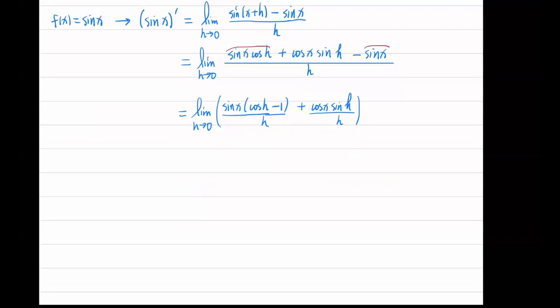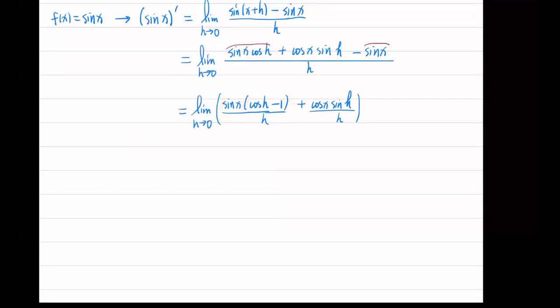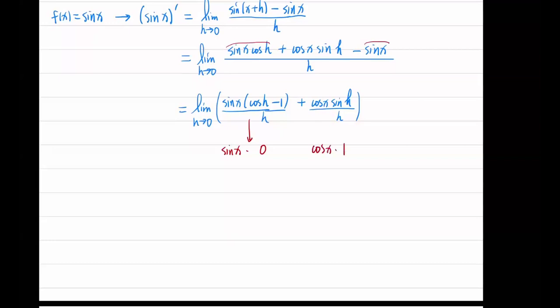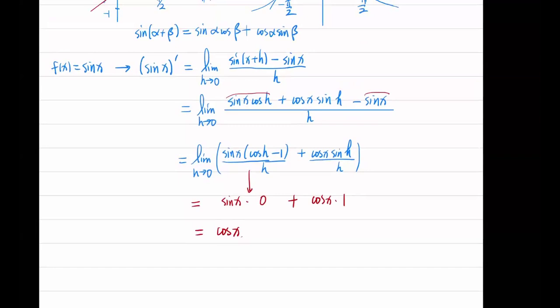Zichen, this part is independent of h, so it will be fixed. What's the limit of this one when h goes to 0? This part goes to sine x times 0. And Sakina, cosine x is the same. What's the limit of this part? Sine h over h. So this goes to cosine x times 1. The limit is the summation, and this is cosine x. So we found that the derivative of sine x is cosine x.